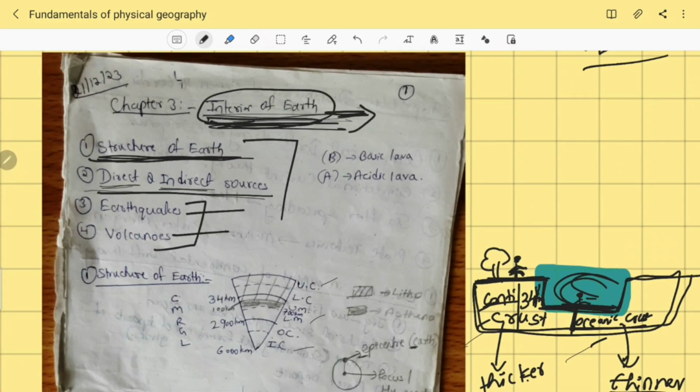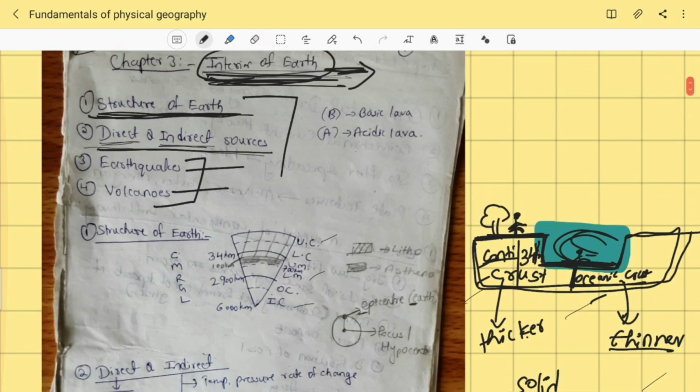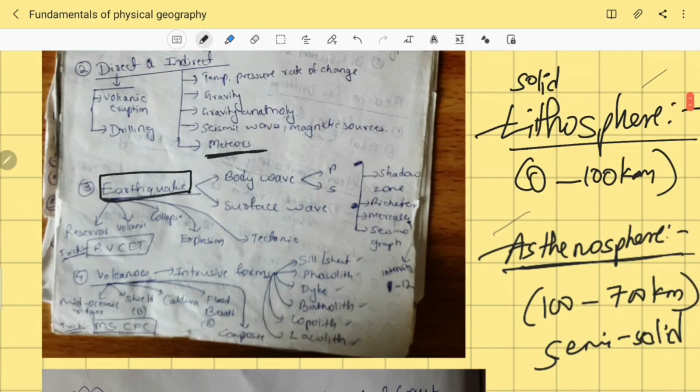What do you mean by direct sources? Direct sources are those which you can see and touch. Indirect sources are those which are not from the interior of the earth. We predict them, or we have found something similar to the interior of the earth. They're not directly found from the interior of the earth. Those are known as indirect sources. Okay, let's study about them now.